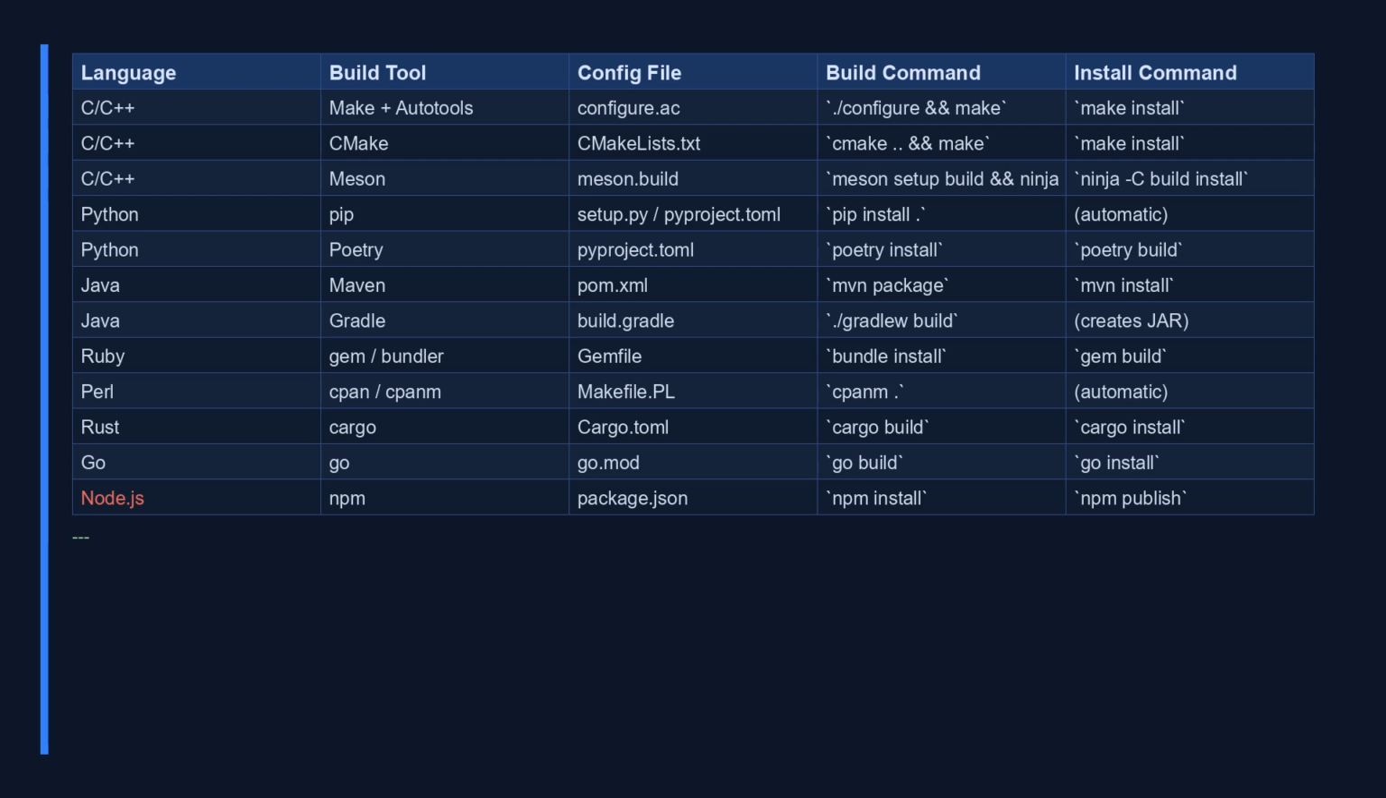CMakeLists.txt, Cargo.toml, pyproject.toml. The install command deploys those artifacts. When your AI assistant encounters an unfamiliar project, the first thing it should do is identify which configuration file is present. That immediately tells you which build system you're dealing with and which commands apply.